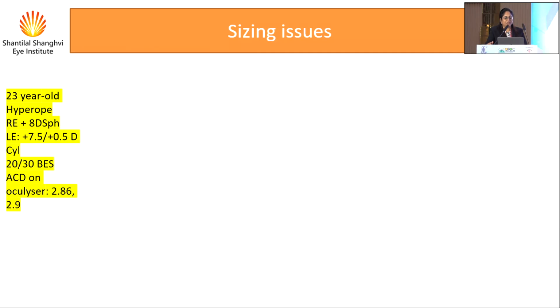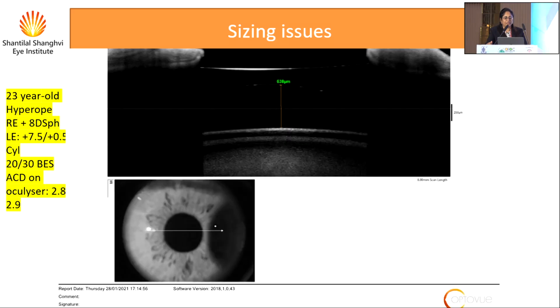So I had a patient, this was the refractive error for this patient, very interested in phakic IOL, and the ACD on Oculyzer that we used in those days was looking fairly good. So I thought we can go ahead and use a hyperopic phakic IOL for this patient. But the vault was quite high, which is okay. 638 is not a bad vault, but unfortunately it was shallowing the anterior chamber extremely.